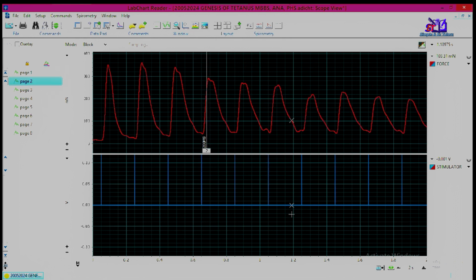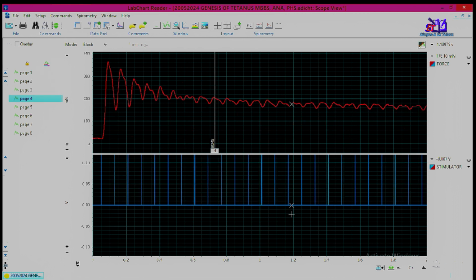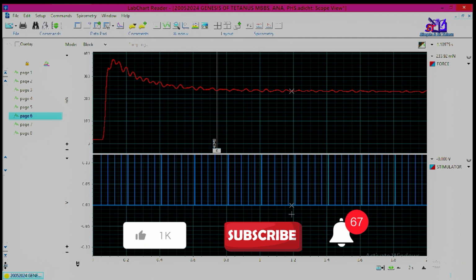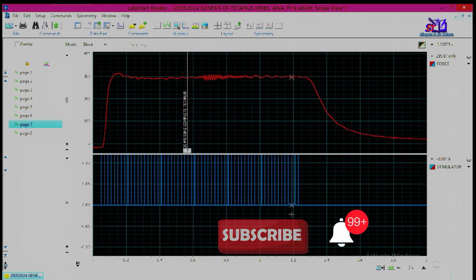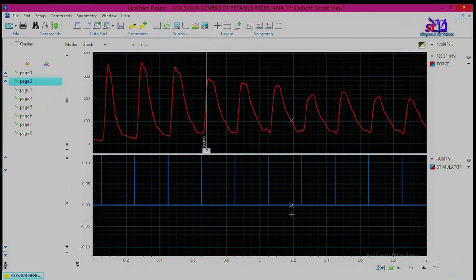As we keep on increasing the frequency, we get the staircase phenomenon, and as we keep on increasing, now we have the treppe phenomenon, and this one is the clonus. Then we have incomplete tetanus, and now we have a complete tetanus. So you are going to label the diagram as I mentioned.